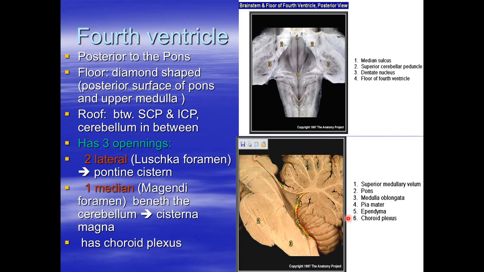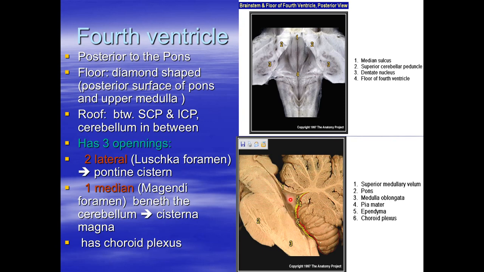Now, the third ventricle will connect with the fourth ventricle via this tiny duct, which is the cerebral aqueduct of Sylvius. It is located within the midbrain. Posterior to it is the tectum that contains the superior and inferior colliculi. Inferior or ventral to it is the tegmentum of the midbrain. The cerebral aqueduct of Sylvius will connect the third ventricle with the fourth ventricle here.